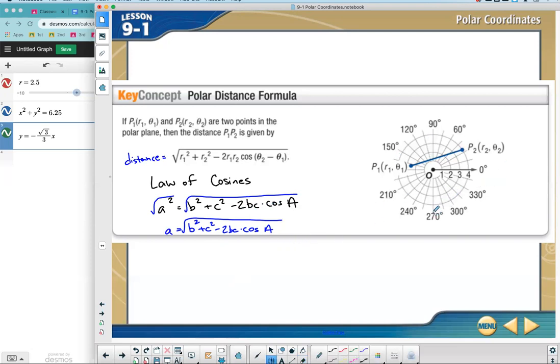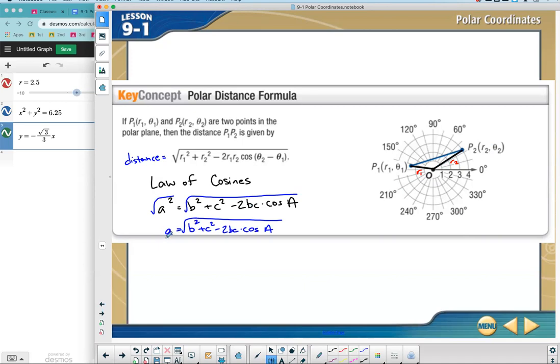Where did that come from? Well, if you look at it this way, as a triangle, let me just use a tool here and draw a straighter line. This R1 distance is the distance right there. That's R1. And this distance over here is your R2.